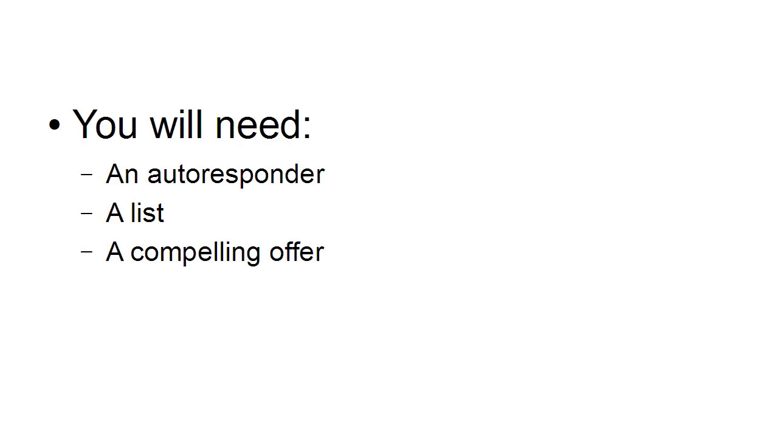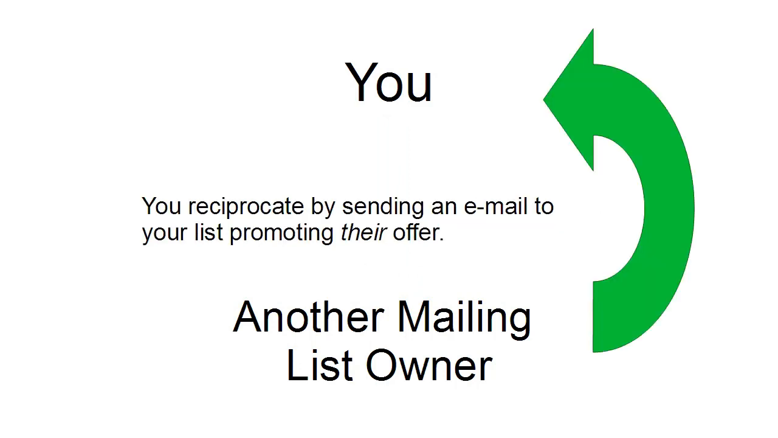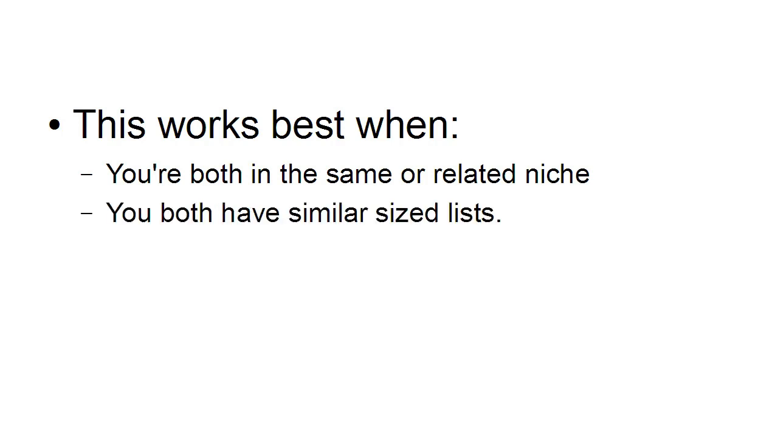You're going to need a compelling offer, and usually that involves a free giveaway, so a free report, free ebook, that sort of thing. And the way that it works is a bit like this. It involves you and another mailing list owner. You contact the other mailing list owner and you set up an ad swap. They send an email to their list promoting your offer, and you reciprocate by sending an email to your list promoting their offer. And this works best when you're both in the same or related niche and you both have similar size lists.